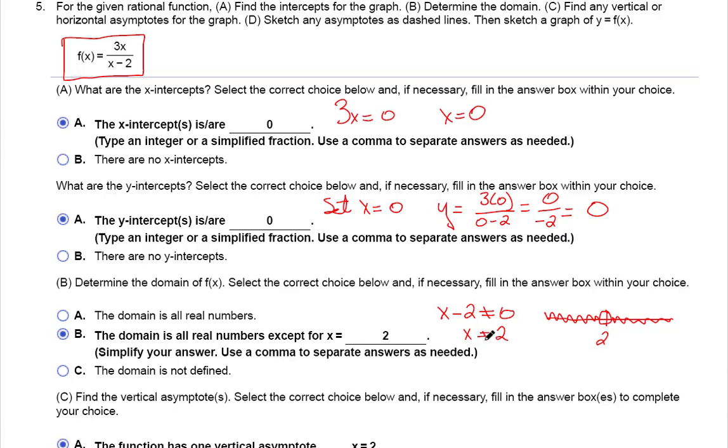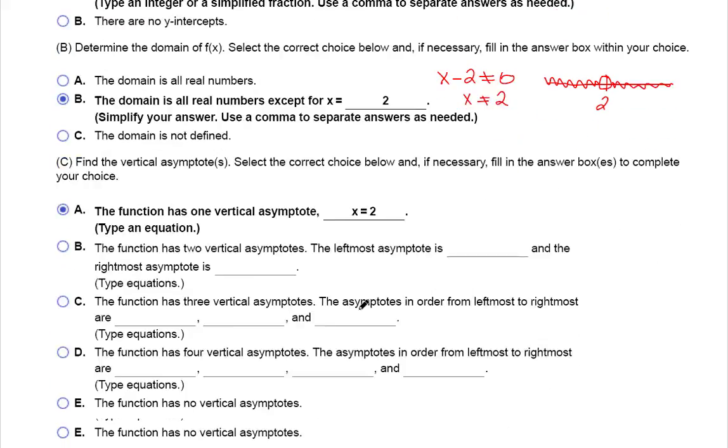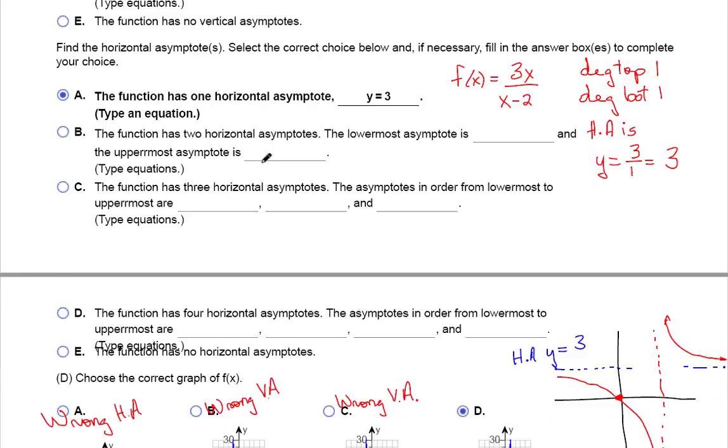What about the domain? Well, I don't want the bottom to be 0, so everything except for 2. Vertical asymptotes. Well, let's see, we already saw 2 is bad, and 2 does not make the top 0. So, vertical asymptote is at 2. What about the horizontal? Let's see. Degree here is 1. Degree here is 1. The degrees match. Therefore, horizontal asymptote is 3.